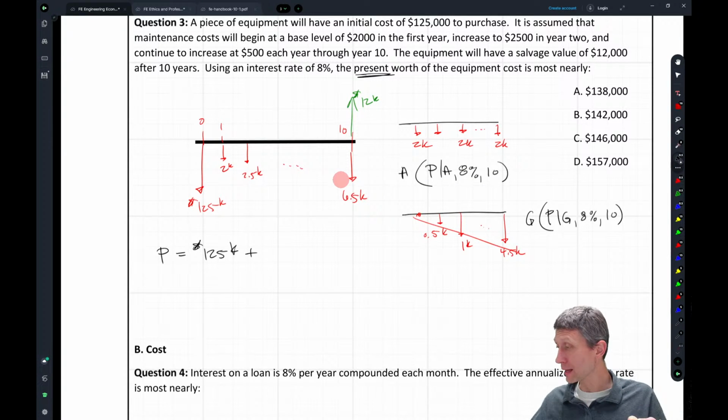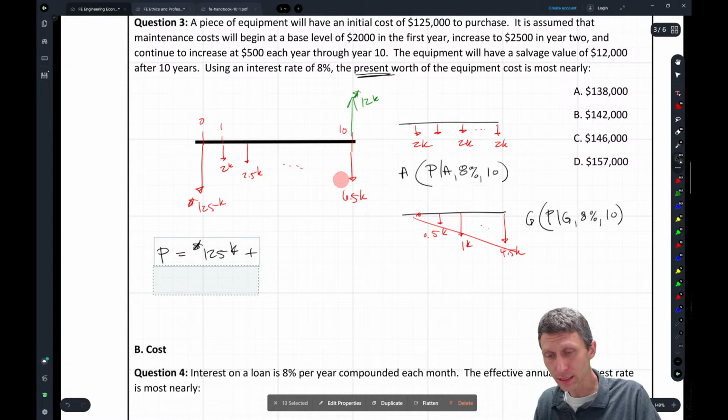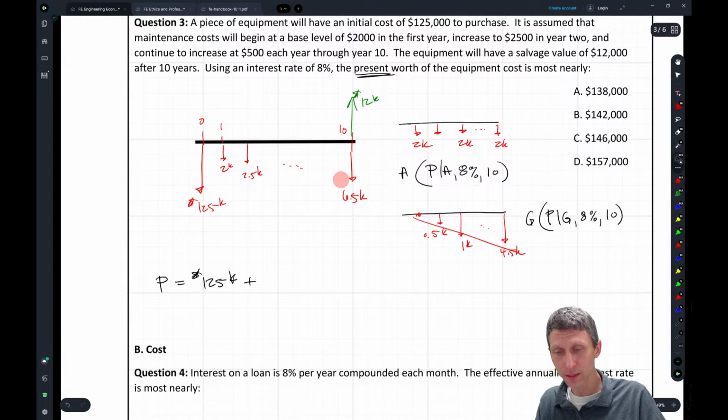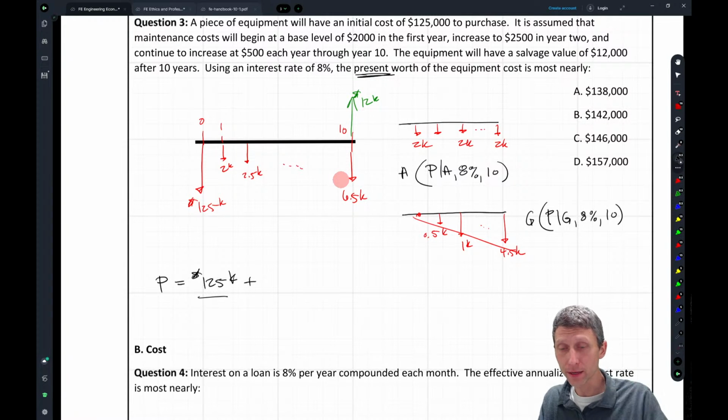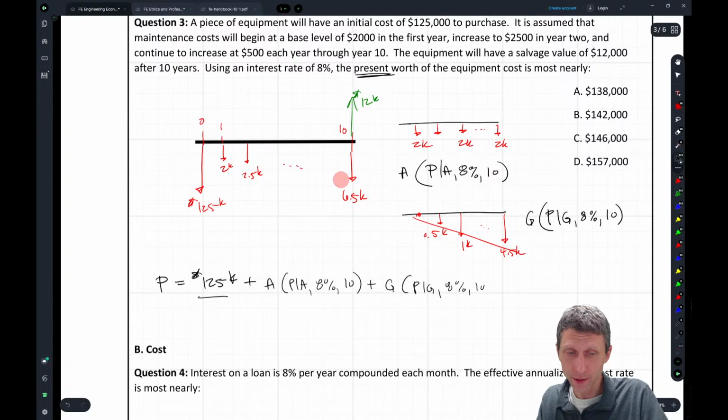So we can come back to our costs, and that's essentially what we're doing. We're saying our present is going to be a combination of the direct cost plus all the maintenance costs, which is plus A times P given A at 8% for 10 years, plus what else? The gradient cost of P given G at 8% for 10 years.